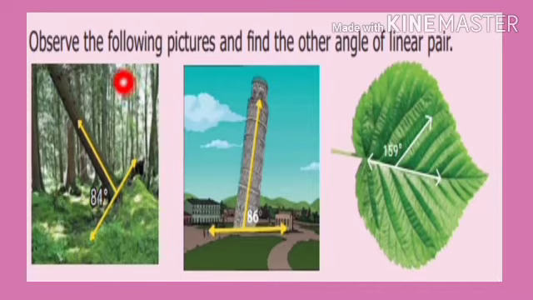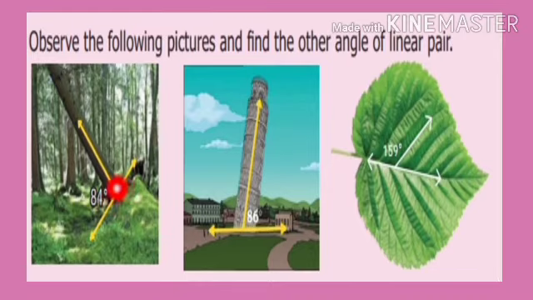Students, observe the following pictures and find the other angle of linear pairs. Here these are the examples of real life linear pair of angles. Here these two angles are adjacent, and also here these two angles are adjacent. Here these two angles are adjacent angles, having common arm and common vertex. And also here one angle of the linear pair is given, that is 84 degree.